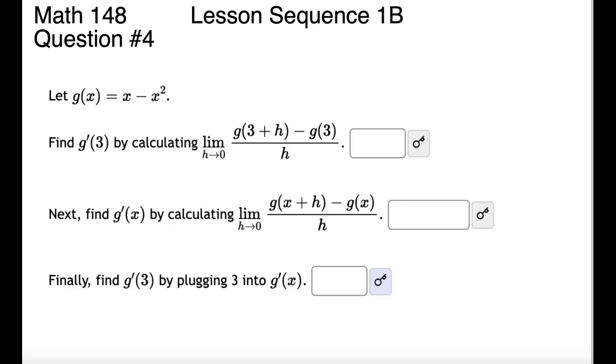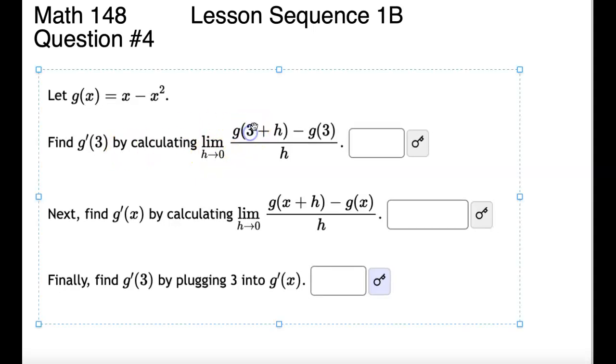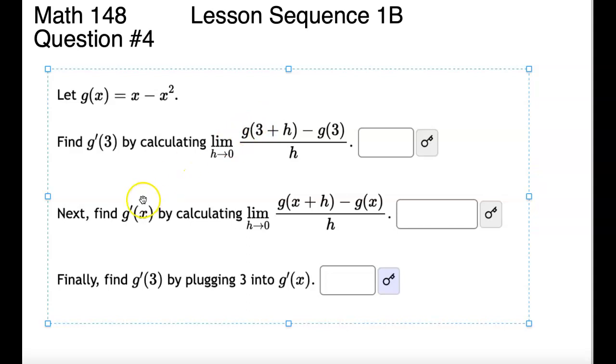Hello. In this video, I would like to talk about lesson sequence 1B, question number 4. What this problem is getting at is that you can use this limit definition of derivative to compute the derivative at a particular point, in this case 3, or instead of plugging in the value 3, you can use just a general variable x in the limit. That may be more useful because then your result will be in terms of x, and then you'd be able to substitute any value of x to get the corresponding derivative.